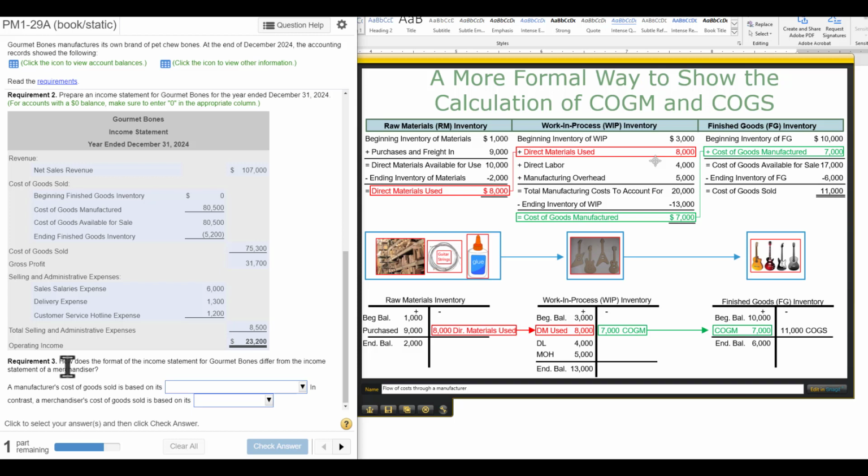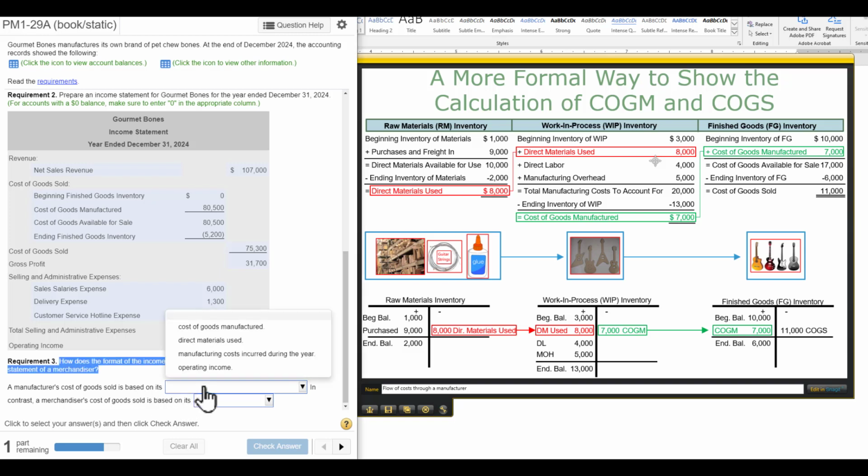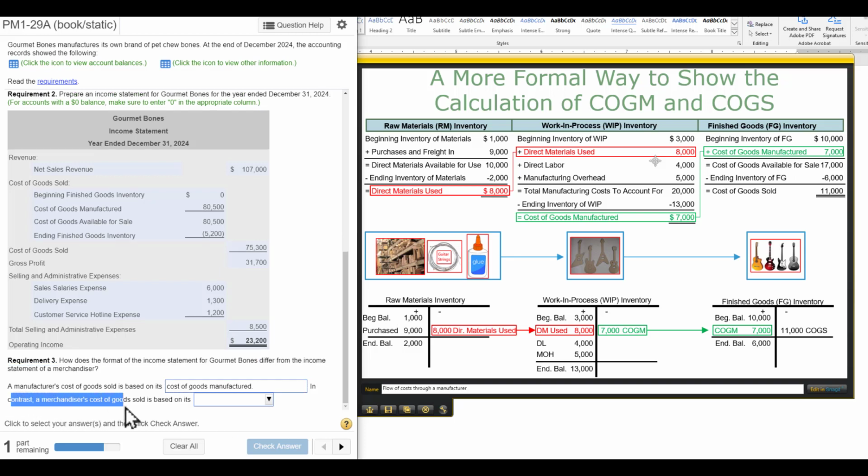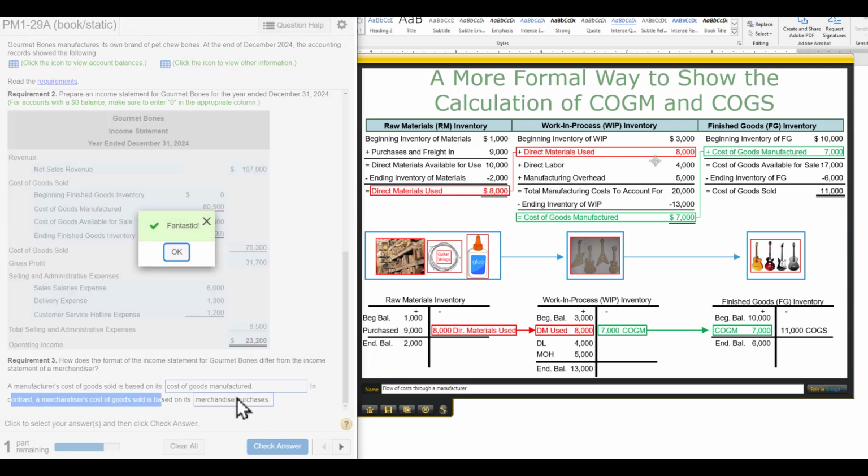Almost done. Requirement 3. How does the format of the income statement for Gourmet Bones differ from the income statement for a merchandiser? Well, a manufacturer's cost of goods sold is based on its cost of goods manufactured. So remember, here's the cost of goods sold calculation for a manufacturer. It's based on cost of goods manufactured. In contrast, a merchandiser's cost of goods sold is based on its merchandise purchases. Because a merchandiser just purchases their merchandise, they don't manufacture it. And one more thing to go.